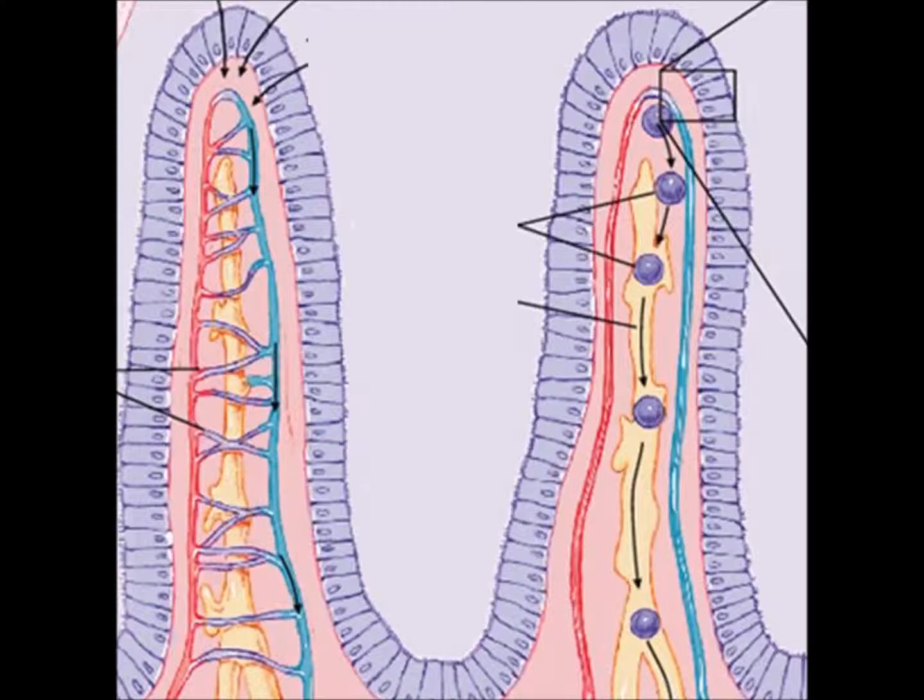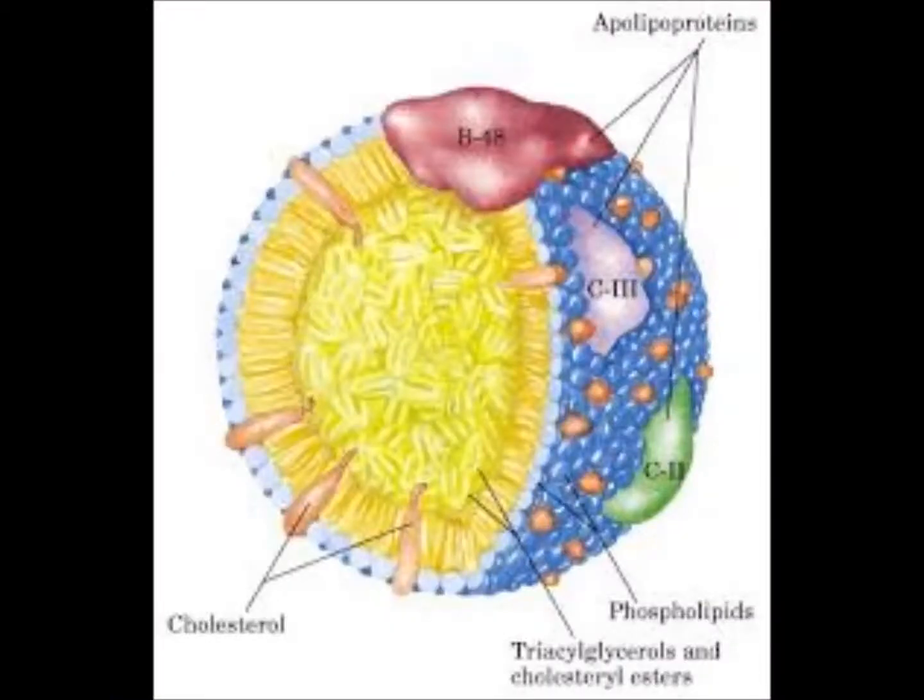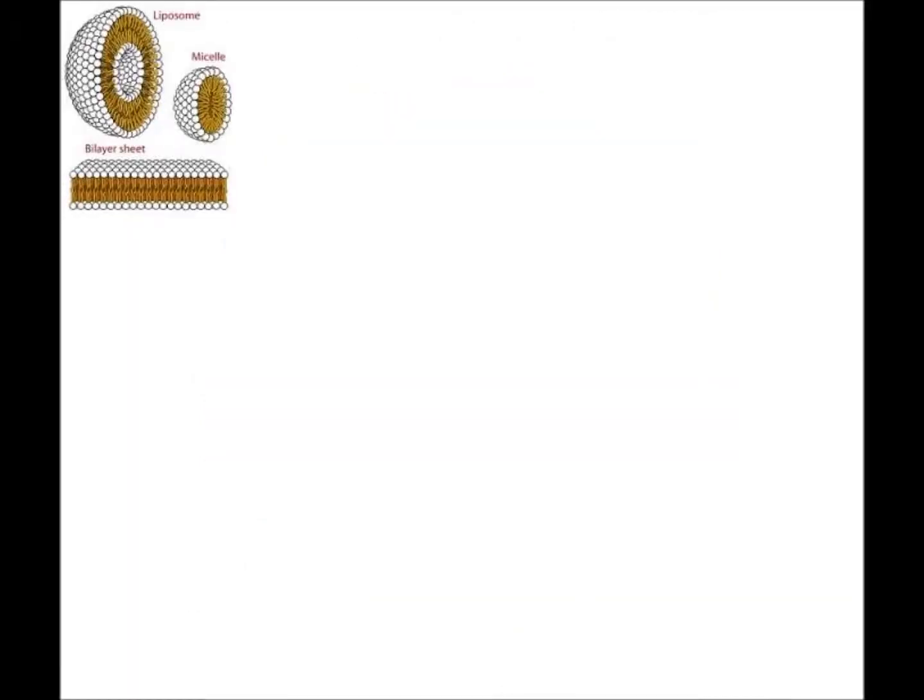In this picture, the dark purple cells are enterocytes, and they are lining the intestinal villi. Once inside the enterocytes, fats are resynthesized back into triglycerides. Through the addition of apolipoproteins, cholesterol, and phospholipids, triglycerides are reassembled and modified to form chylomicrons. Chylomicrons have the liposome structure shown. You can see that they are similar in structure and function to micelles.